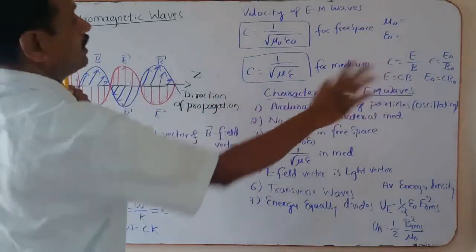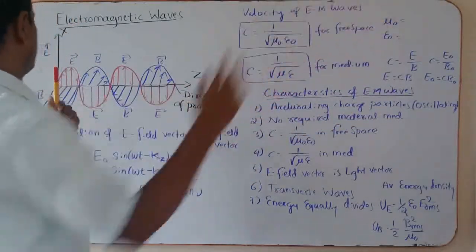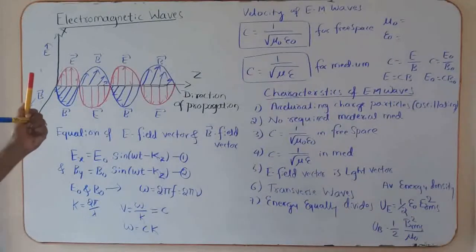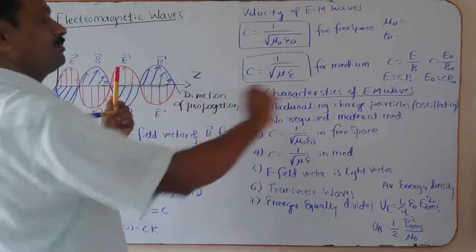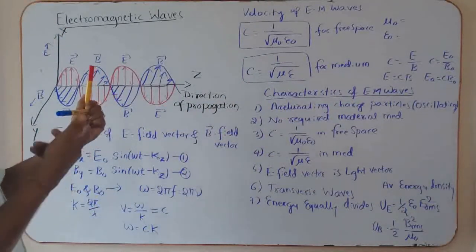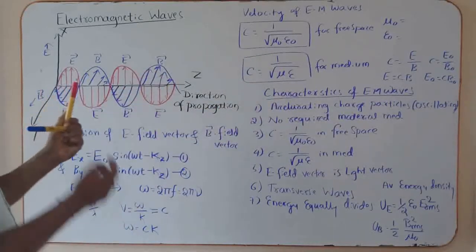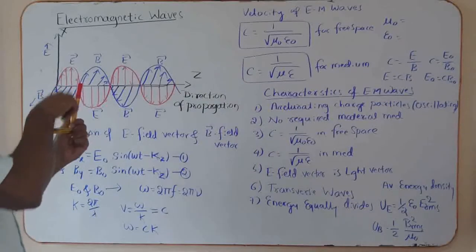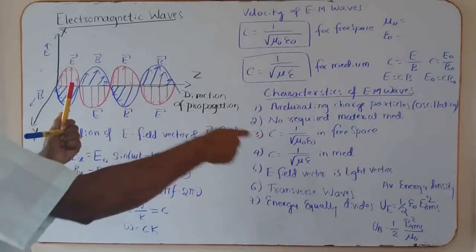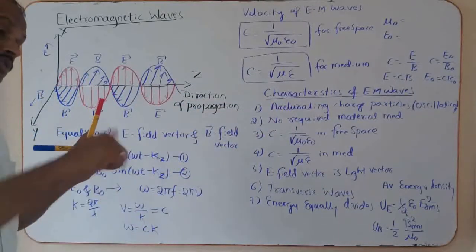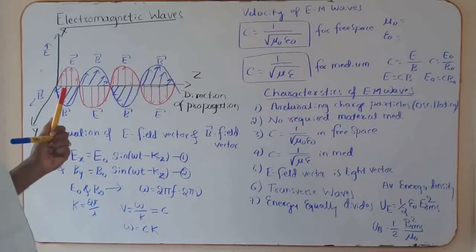Along the z-axis, what happens is the electromagnetic wave. Now it is propagated. This is the direction of the propagation. This is the magnetic field vector, with sinusoidal variation, and this is the electric field vector, which also has sinusoidal variation. They are perpendicular to each other, and they are also perpendicular to the direction of the propagation of the wave.